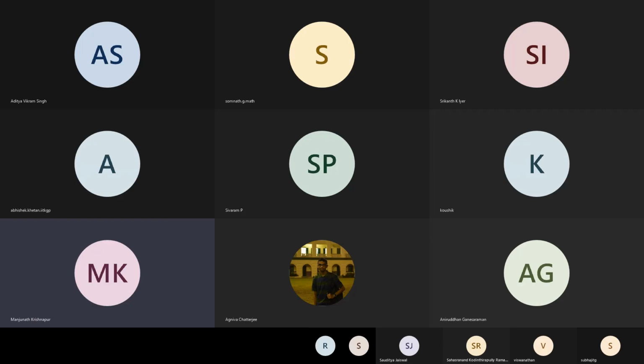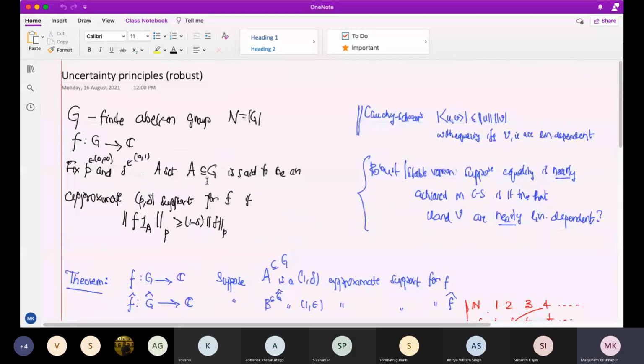Okay, so last time I was talking about these robust uncertainty principles, which we can call robust or stable versions of the other uncertainty principles I gave. Here, especially for the support, is what we are saying.